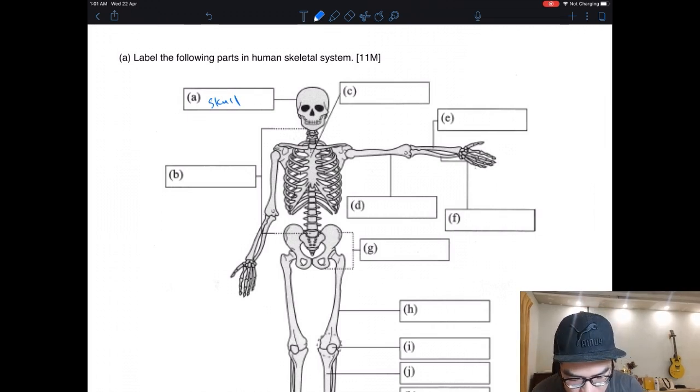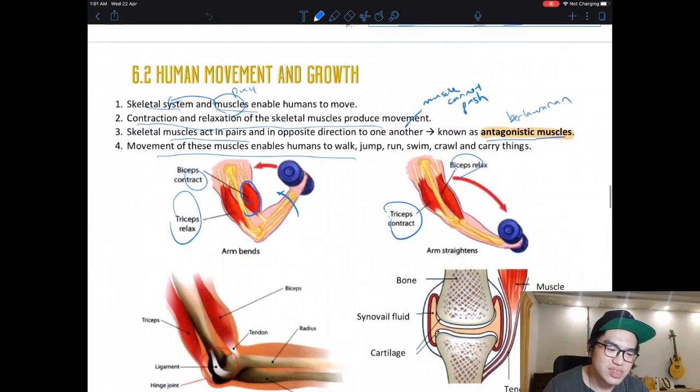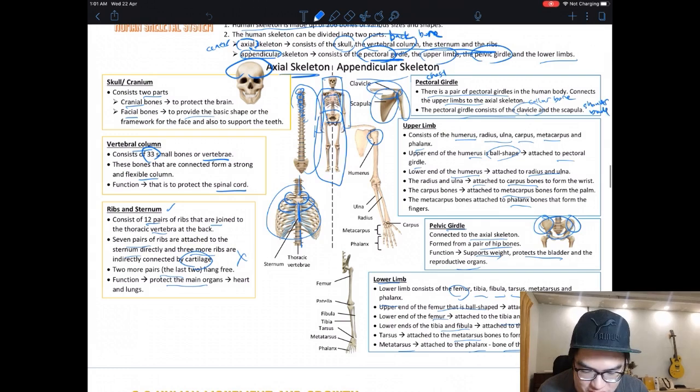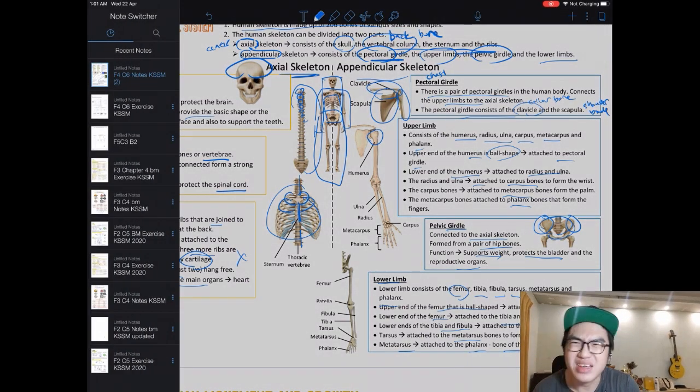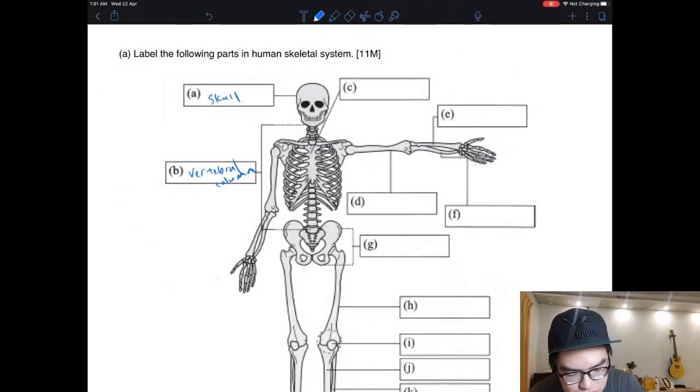B, the behind part, is called the vertebral column. Please don't say backbone. Backbone is what those who don't study science say. So it's called the vertebral column. And this part is called the sternum. So what is D?